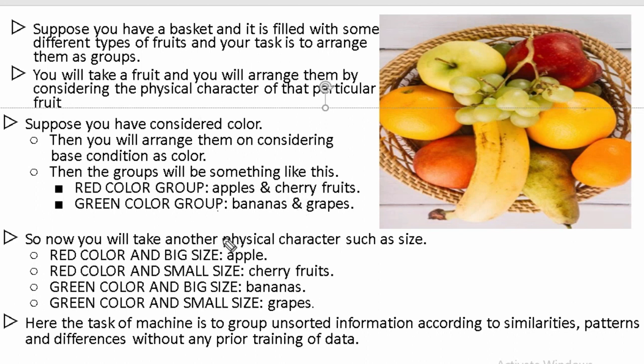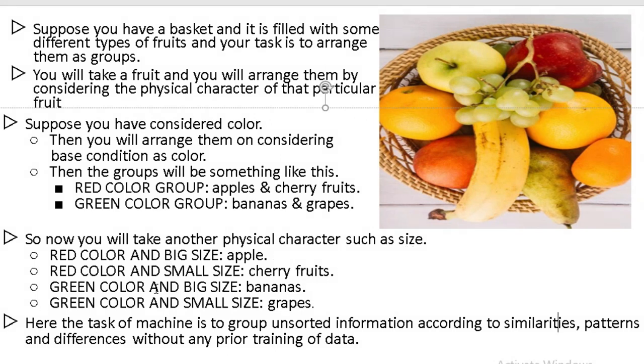Now you can even take another physical characteristic such as size. First category is red color and big size. We'll have apple here. Now red color and small size, we have cherry fruit here. Green color and big size group, we have bananas. Then green color and small size, we have grapes. So here also we have categorized them.